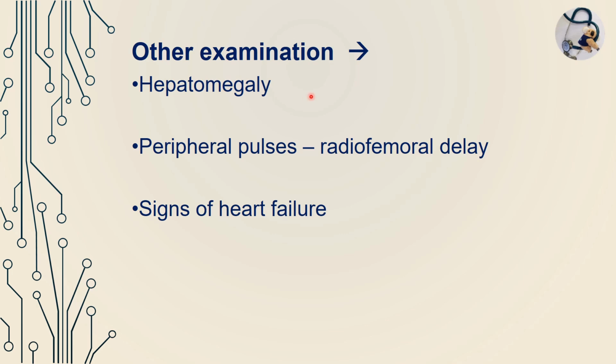Then other relevant examinations are hepatomegaly. If there is a heart failure, you get a hepatomegaly. Then check for the peripheral pulses. Radiofemoral delay is important. If there is a coarctation of aorta, there is a radiofemoral delay. And then check for signs of heart failure like hepatomegaly, edema. And then basal crepitations can be found. And then jugular venous pulsation is also important to check for the heart failure. So in general, these are important examination findings.